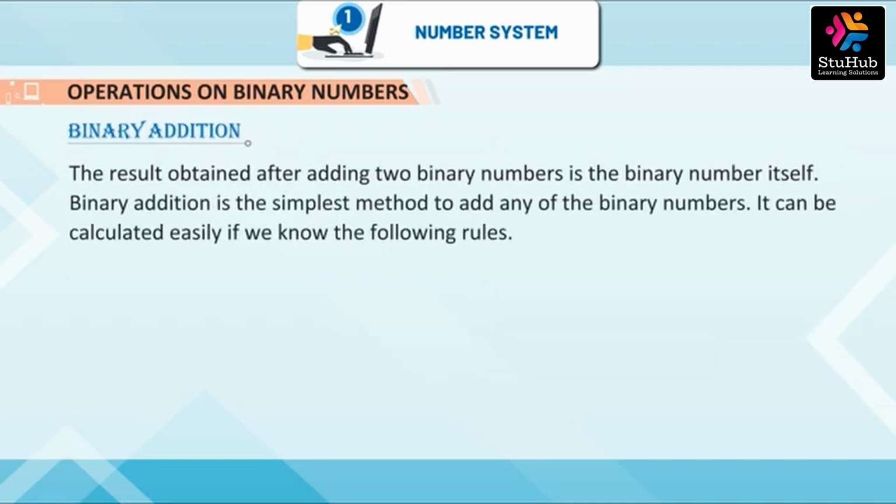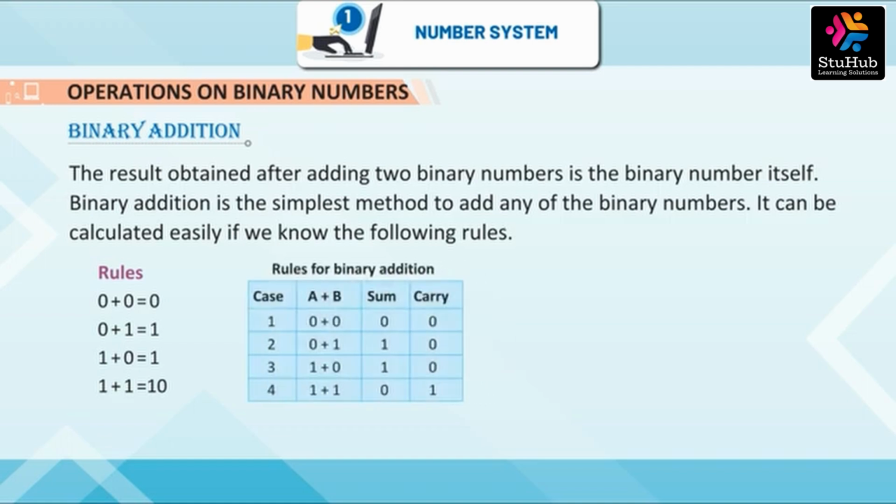Binary addition. The result obtained after adding two binary numbers is a binary number itself. Binary addition is the simplest method to add any of the binary numbers. It can be calculated easily if we know the following rules. Rules: 0 plus 0 is equal to 0. 0 plus 1 is equal to 1. 1 plus 0 is equal to 1. 1 plus 1 is equal to 10.